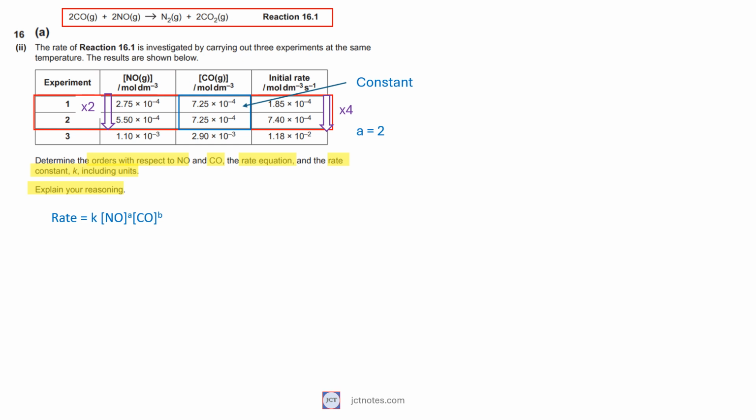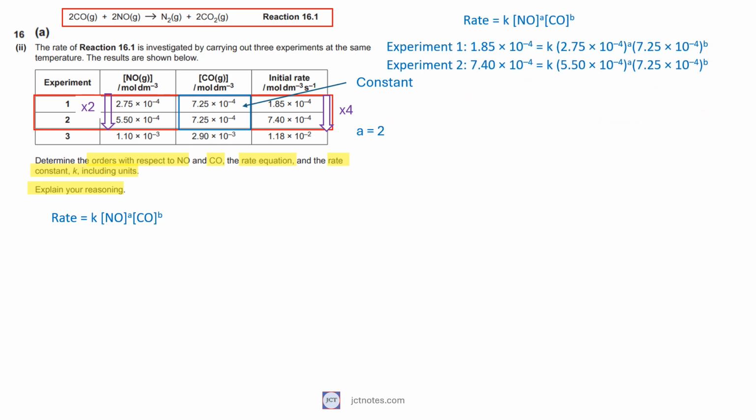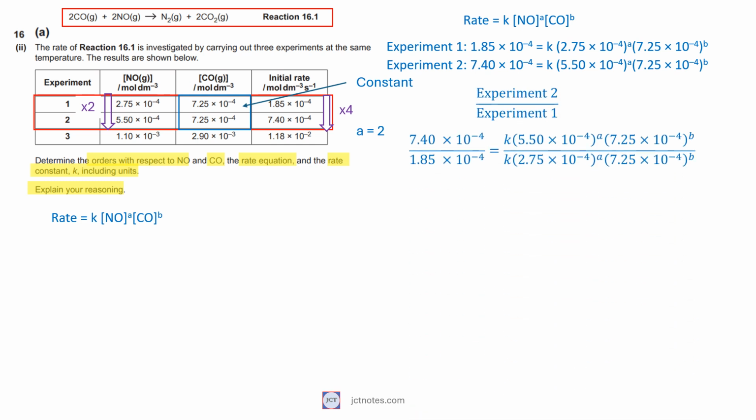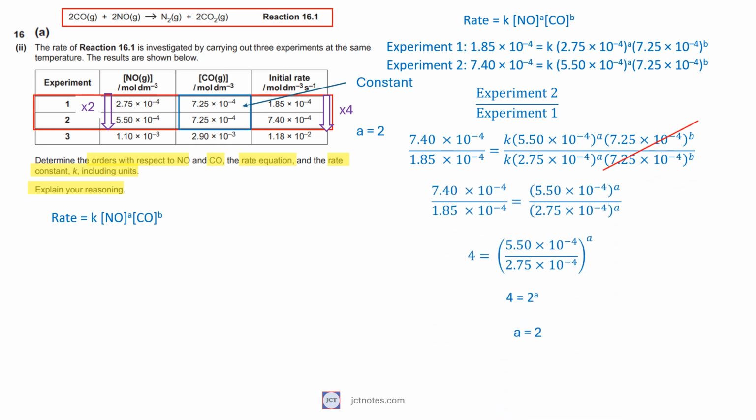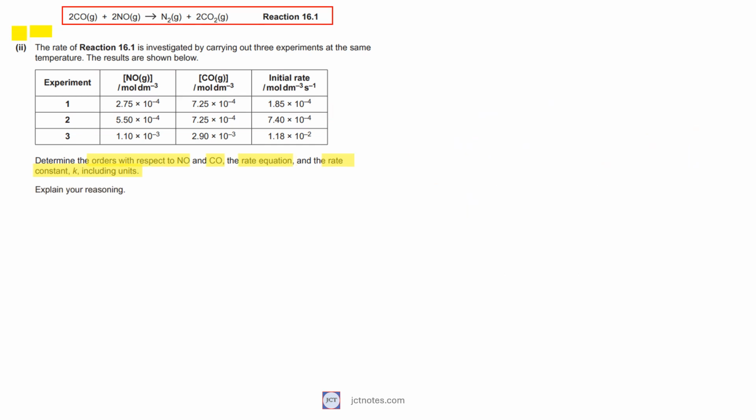Sometimes it is not easy to see this, and we can take a more systematic approach. We are still with experiments 1 and 2. Replacing in the equation of the rate the values obtained in the analysis, if we divide experiment 2 by experiment 1, cancelling common terms and simplifying, we find that A equals 2. We clear the work that we have done so far and replace A equals 2 in the equation.